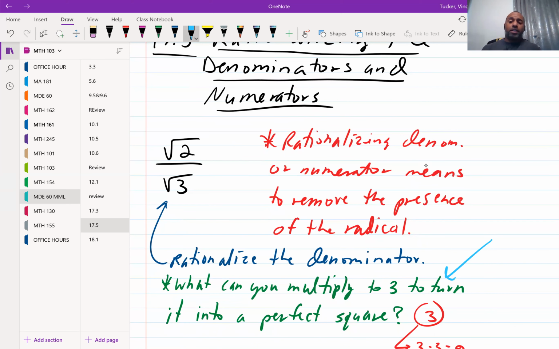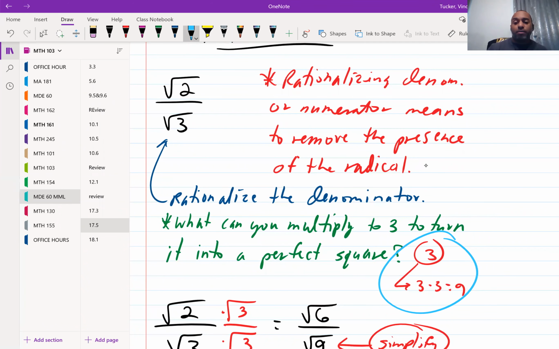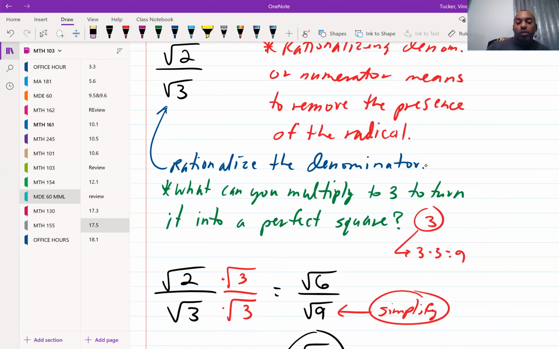So in green is the question you should be asking yourself. If you're trying to get rid of that square root, you have to ask yourself, what can you multiply to 3 in order to turn it into a perfect square? I'll give you guys a chance to write that down. All right. So what can you multiply to 3 in order to turn it into a perfect square? That's multiplying it by 3. That's what I have right here. 3 times 3 makes 9, so you can take the square root of 9. So you multiply top and bottom by the square root of 3.